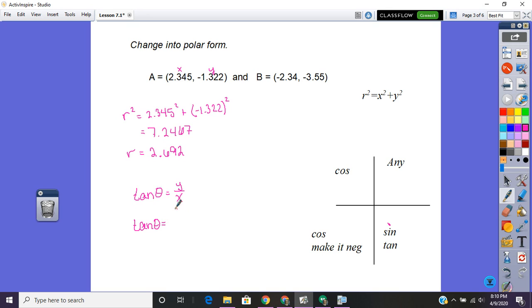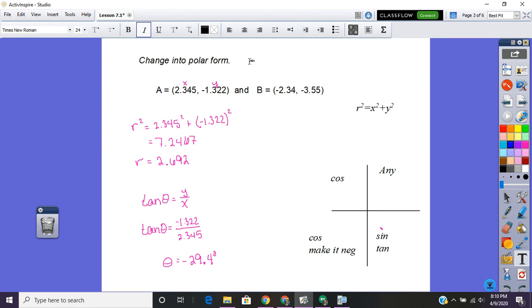If you recall, tan theta equals y over x. So tan theta equals negative 1.322 over 2.345. And then we'll do tan inverse of that to actually get that value. And we get theta to be negative 29.4 degrees.